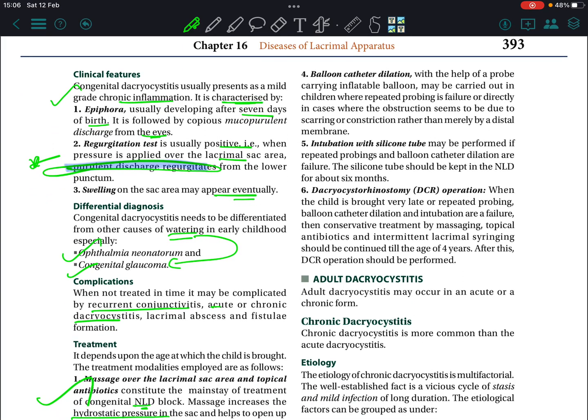Balloon catheter dilation is done with the help of a probe carrying an inflated balloon. It may be carried out in children where repeated probing has failed.